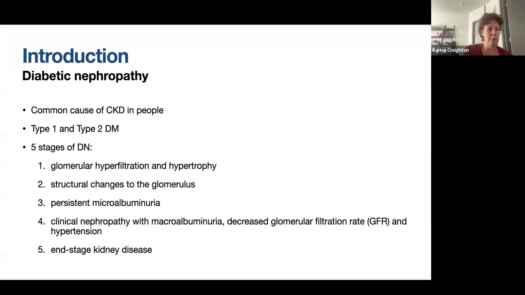So, introduction. I'm presenting this a little bit out of order. Diabetic nephropathy is a common cause of CKD in people, one of the most common causes, and it occurs as a sequela to both type 1 and type 2 diabetes in people. I quickly skimmed through the diabetic kidney disease chapter in Brenner and Rector, and certainly that's a really good primer if, like me, you only have a very scant knowledge of CKD in diabetic people.